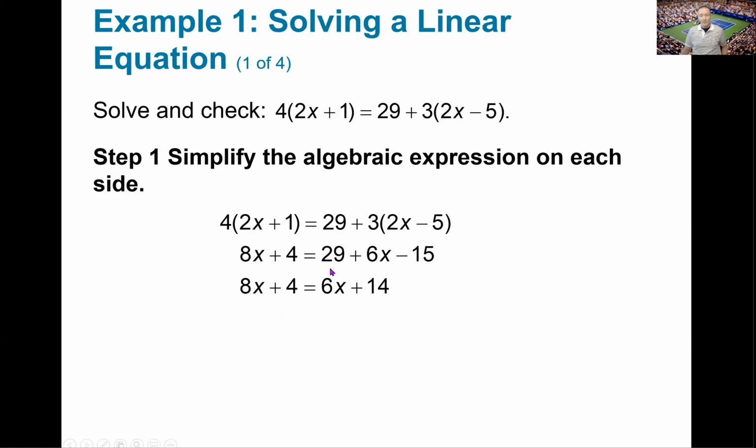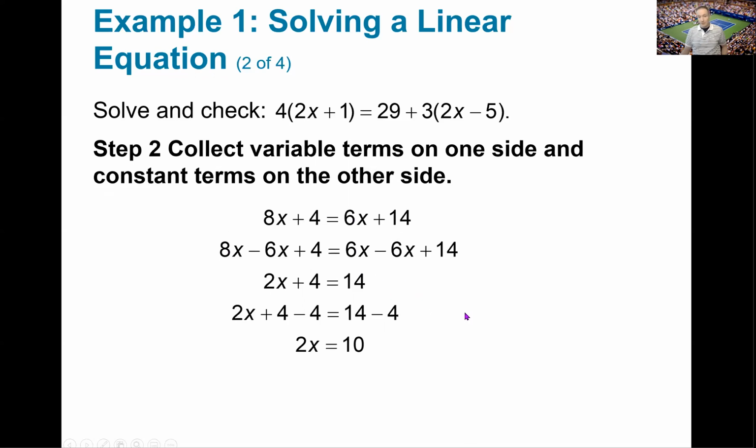Now, at that point, I'm in much better shape, but I'll go ahead and combine any like terms on each side, and you could combine multiple steps in one. I'm showing each and every individual step. If I combine the constants on the right, I'll get 6x, and then 29 minus 15 is going to give me plus 14. So now I get it down to a much simpler expression: 8x plus 4 equals 6x plus 14.